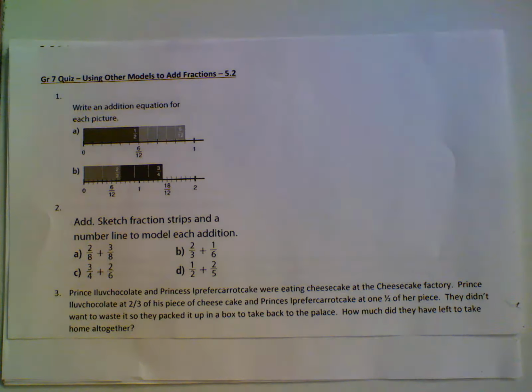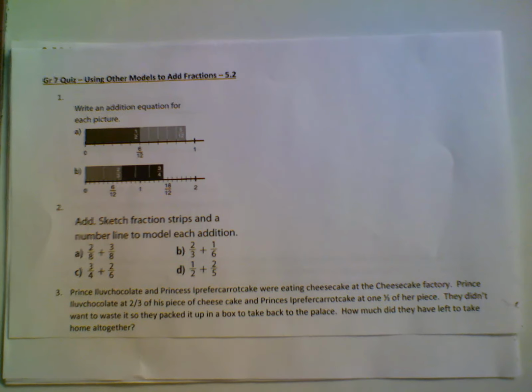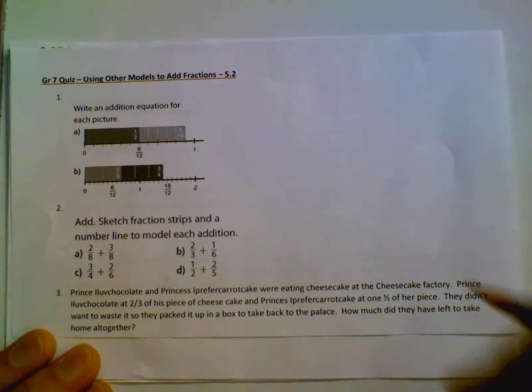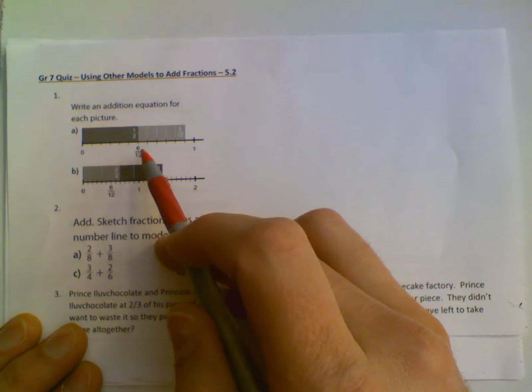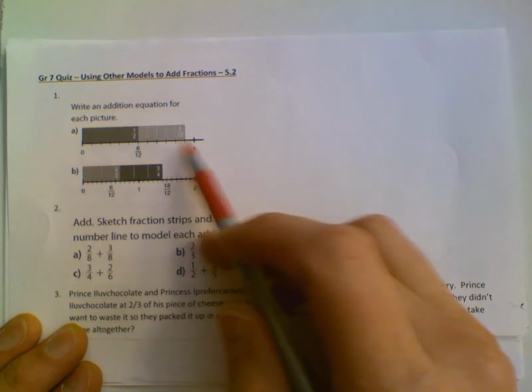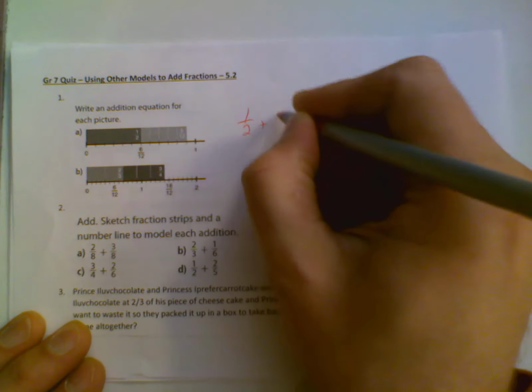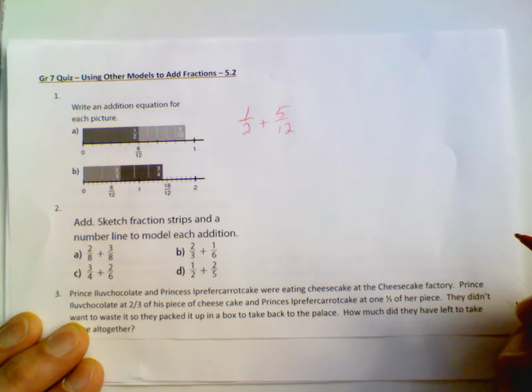This video will show you how to do the quiz for 5.2 in the grade 7 textbook. Write an addition equation for each picture, it says. I can see there is 1/2 and 5/12. So if I write 1/2 plus 5/12, there is my addition statement for each picture.